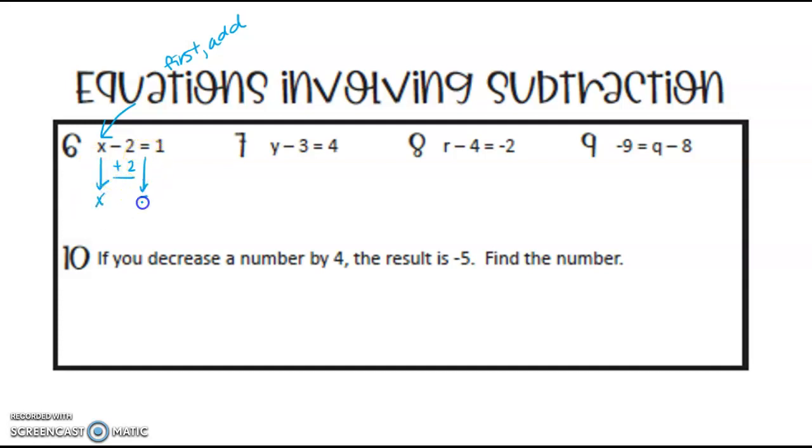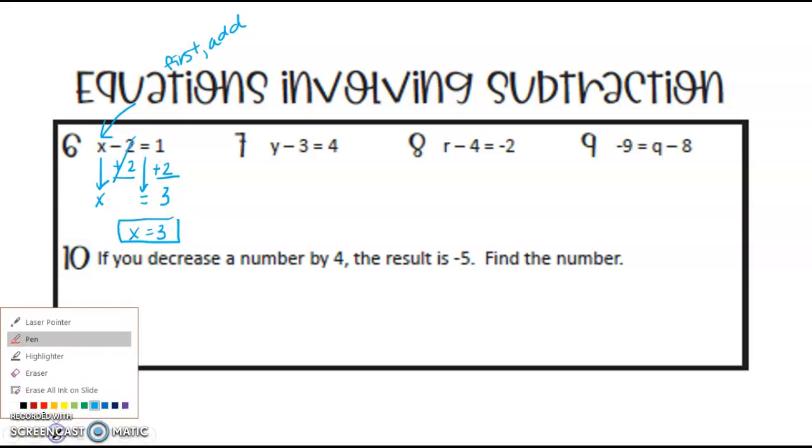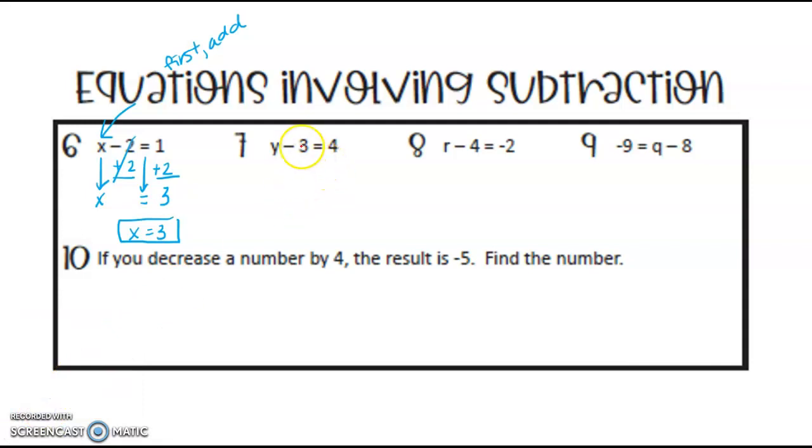My equals comes down, and whatever I do to one side of the equals, I have to do to the other. This goes away. I have x is equal to 3. 1 plus 2 is 3. Let me get another color here. Okay. Here, kind of the same thing. y minus 3 is equal to 4. I'm subtracting 3, so I'm going to have to add 3 to get rid of it. My y comes down. This goes away. My equals, what I do to one side of the equals, I do to the other. This is 7. I get y is equal to 7.